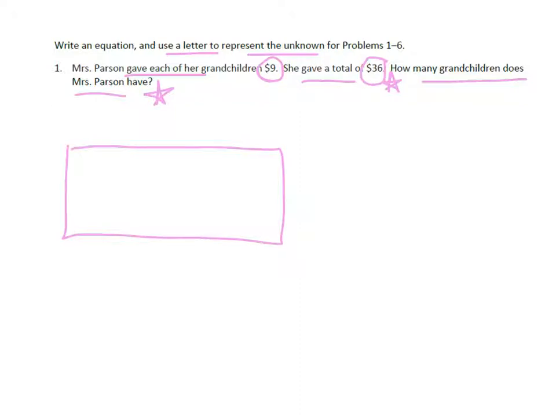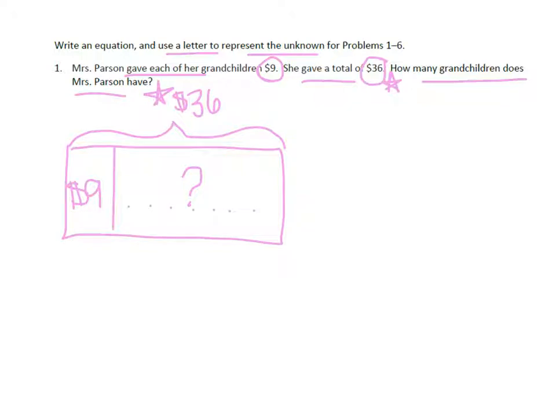Now I'm going to take a look at the first sentence. It says that she gave each of her grandchildren $9. So I'm going to write $9 for one piece of tape. Now the second sentence says that she gave a total of $36, so I'm going to write the total at the top of my tape diagram, $36. Then it goes right into the question, how many grandchildren does Mrs. Parson have? That would be represented by the number of pieces of tape in my tape diagram. Since I don't know what that is, I put a question mark.